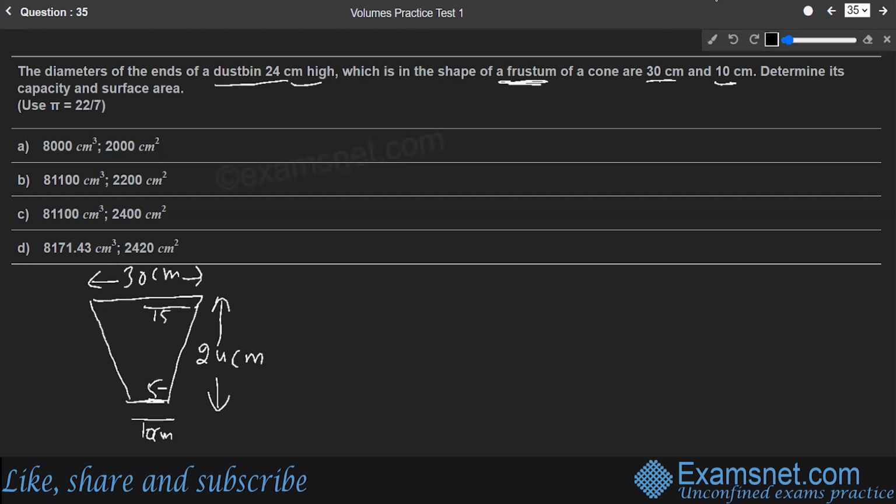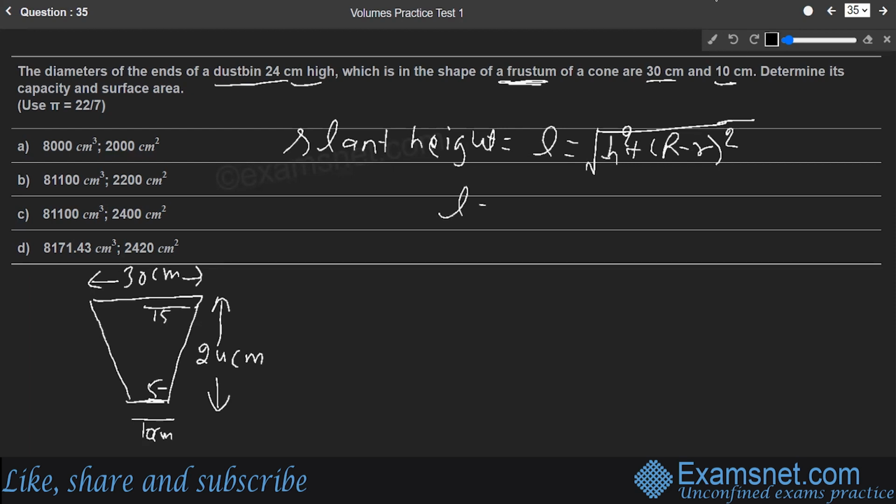Okay, so let us try to find it out. For finding out the capacity, first of all we have to find out the slant height. The slant height of a frustum is given as L is equal to under root of h square plus (R minus r) whole square, where capital R is the larger radius and small r is the smallest radius. So let's put down the values: under root of 24 square plus (15 minus 5) whole square.